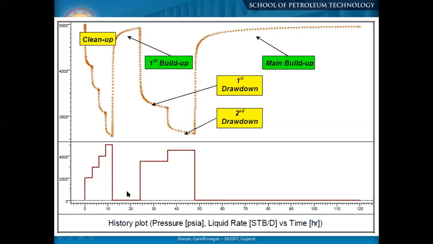Then this is the first build up, then we close it. At that time our pressure should be stabilized. So this is getting your PI. Once you get your PI, then you can collect your bottom hole samples. If you get your temperature survey and static bottom hole pressure survey to get the PI, then you can conduct your test. So this is one drawdown, first drawdown, the second drawdown. That means you are changing your bean size for your production. Then again you are going for the main build up.